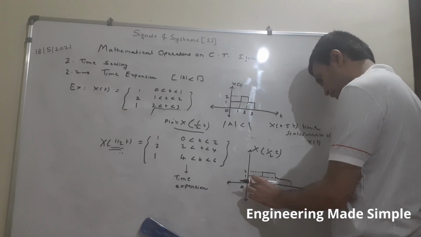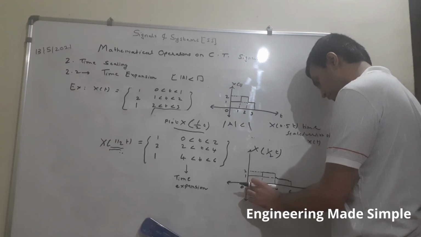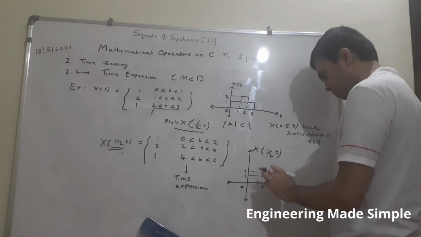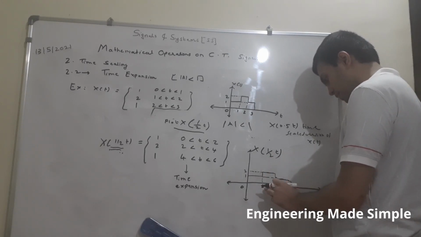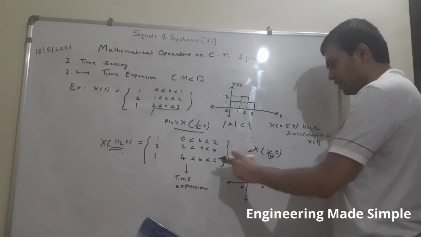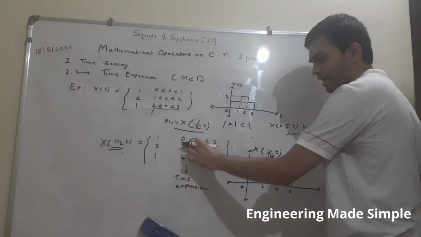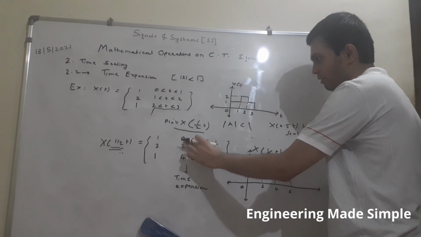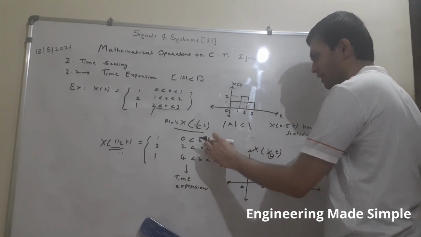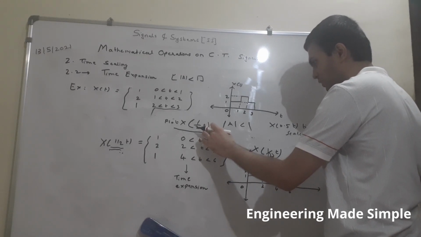Only the time interval will get expanded. Let's see, because it is half times t. This 2, which is in the denominator, when we are asked to plot, will get multiplied in the time axis. So whenever I say plot x of half t, we will just multiply the time intervals with whatever is given in the denominator.